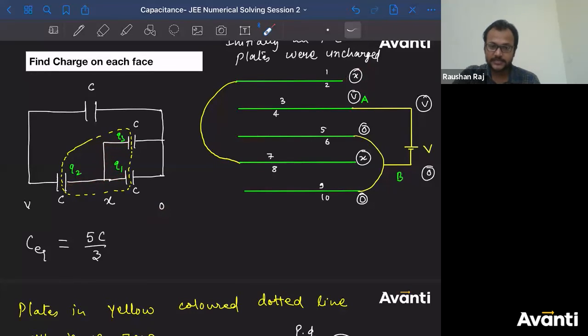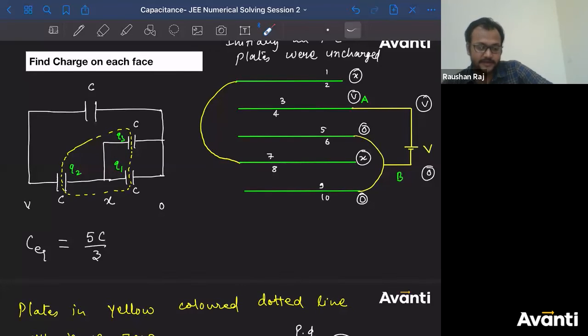That means whatever charge they were having initially, the same charge will reside on them finally. There might be some charge redistribution among them, but the total charge on that system will remain constant. Initially it was 0, so finally also the total charge on this system will be 0. Initially it was 0, so finally say this plate has charge Q1, this plate has charge Q2, and this plate has charge Q3. So what is the total charge? Q1 plus Q2 plus Q3. The summation of all these three charges must be 0.